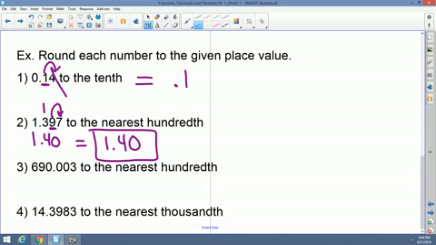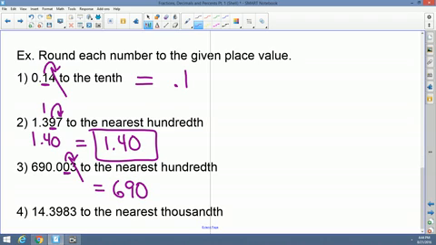How about number 3? Round 690 and 3 thousandths to the nearest hundredths. We look at the hundredths again. Tenths, hundredths is my 0. I look to the right of the number being rounded to see if it's greater than or equal to 5 or less than 5. In this case, it's less than 5. So that number drops. The 0 stays the same. And my answer will simply be 690 in this particular case.